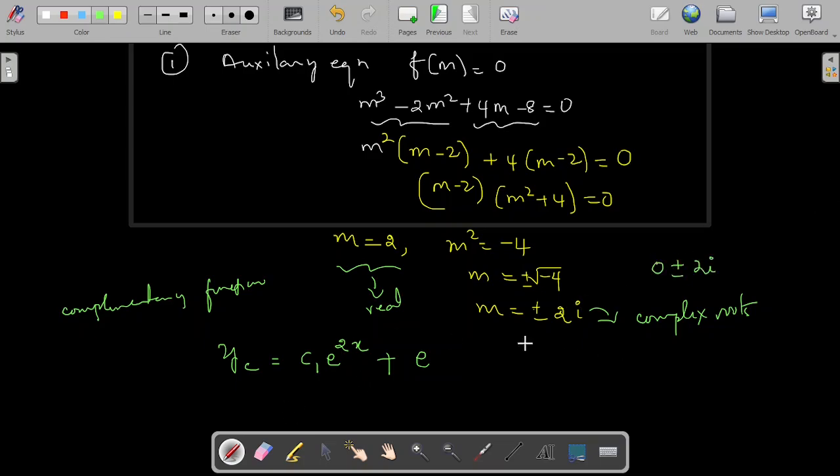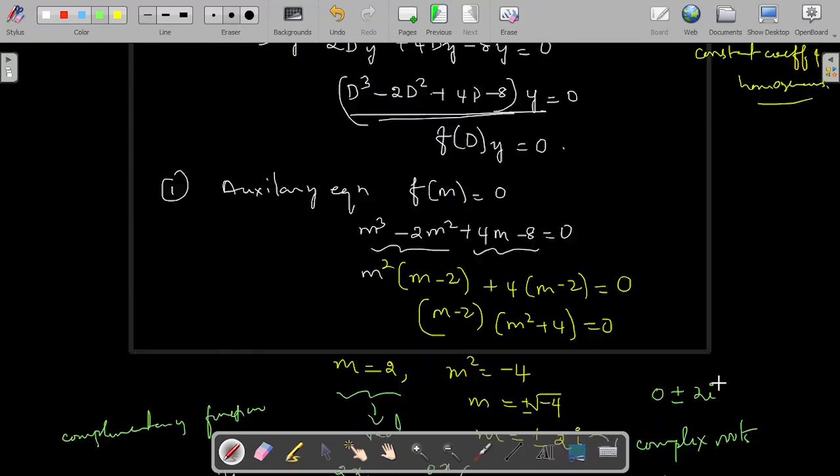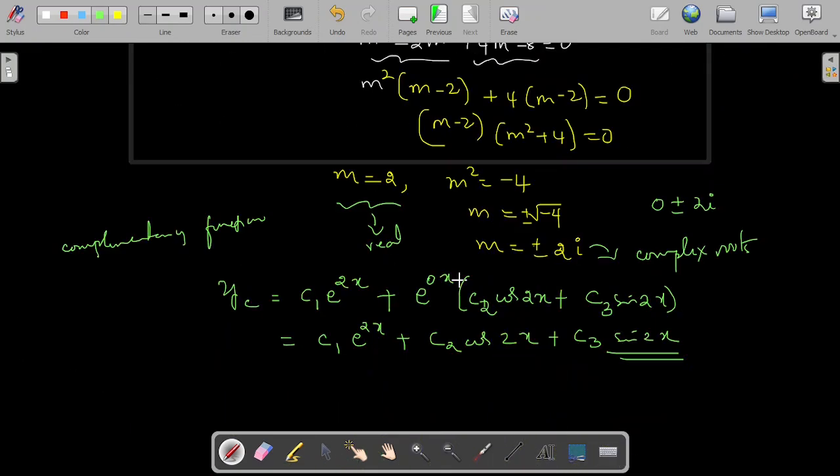So e to the power 0x into (c2 cos 2x, the imaginary part is 2x, plus, here you can take c3 because c1 is already taken, c3 sin 2x). So if you simplify, you will get c1 e power 2x plus c2 cos 2x plus c3 sin 2x. This is the solution of the given homogeneous differential equation, and this solution represents a family of curves.